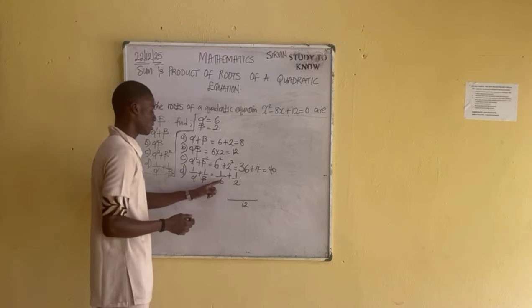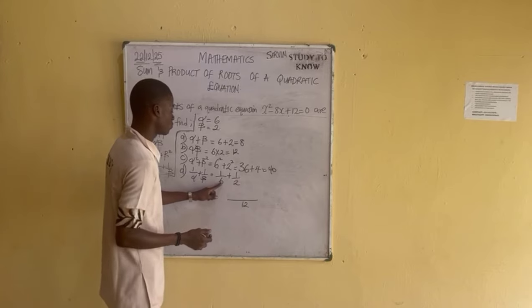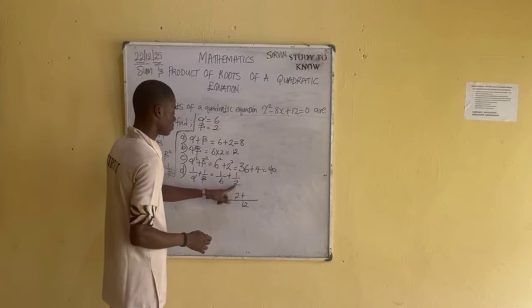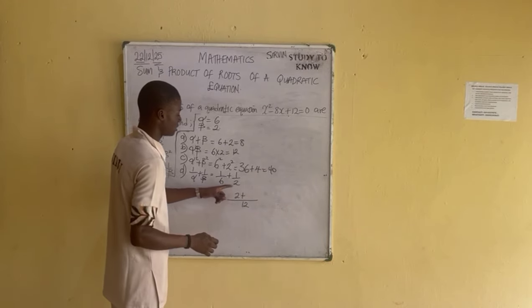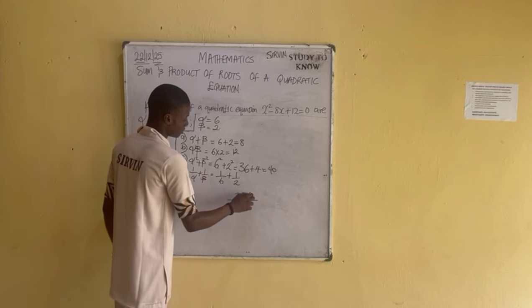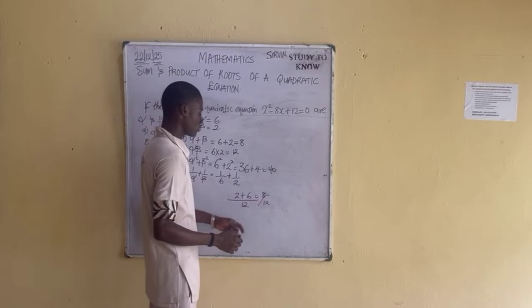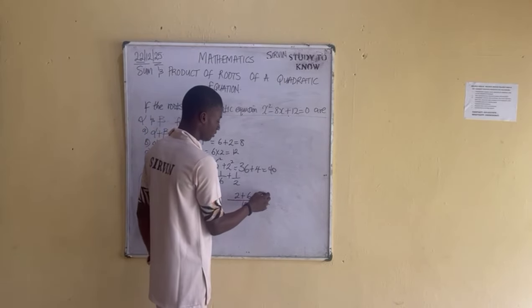So 12 divided by 6 is 2. 2 times 1 is 2. Plus 12 divided by 2 is 6. 6 times 1 is 6. This will give us 8 over 12. So now, 8 over 12, something can divide.